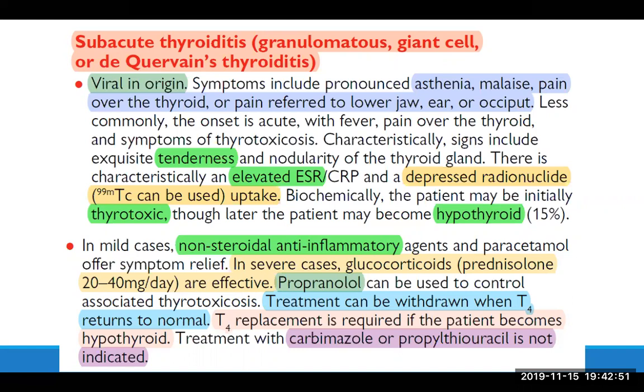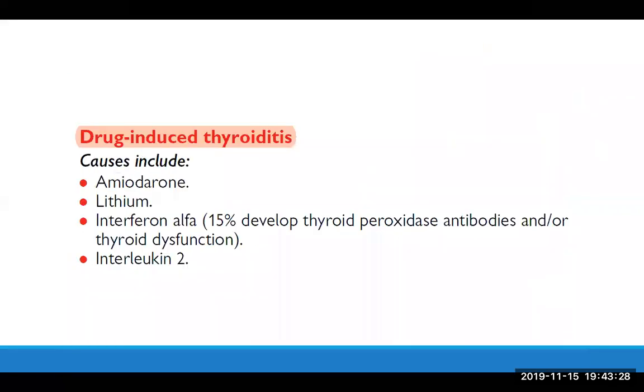The treatment is just non-steroidal anti-inflammatory drugs, and in rare, severe cases we can use corticosteroid, prednisolone at a dose of 20 to 40 milligrams per day. Propranolol can be used if there is tachycardia or tachyarrhythmia. The treatment can be withdrawn once the free T4 has returned to normal. If the patient presents with hypothyroidism, especially overt hypothyroidism, we can treat for a short period with levothyroxine for 3 months. Carbimazole and propylthiouracil are not indicated in De Quervain thyroiditis.